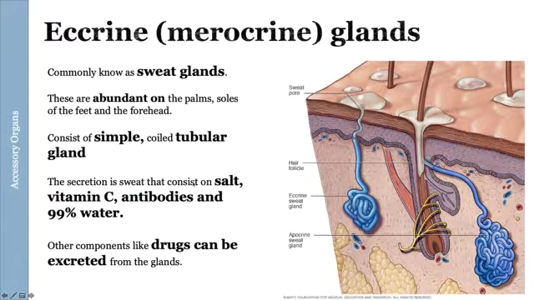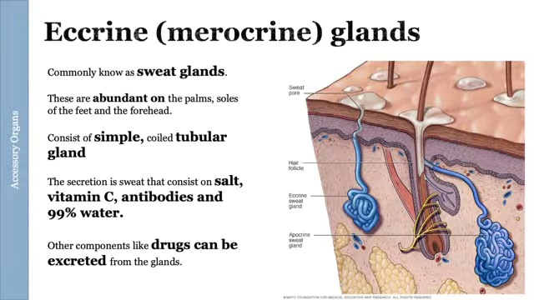The secretion of sweat consists of salt, vitamin C, antibodies, and it's 99% water. So basically everything that we sweat is composed of water. Other components, like drugs, can be excreted through the glands. Whatever is in excess in the body can be excreted in little portions through the glands. So not only will the glands secrete sweat to regulate my body temperature, but these glands can also help me excrete components that are not beneficial for my body.